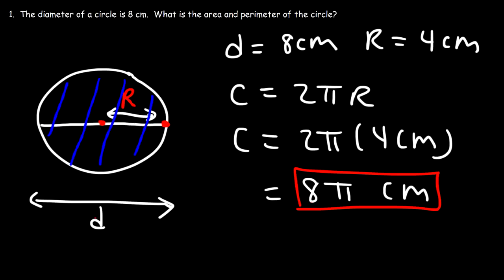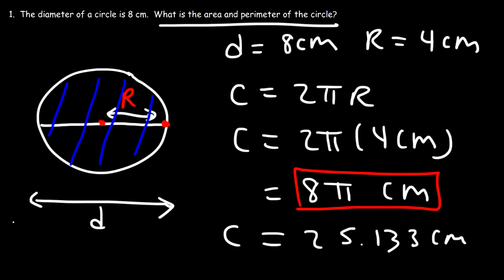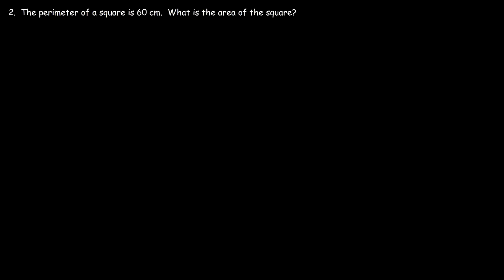Which, if we convert that to a decimal number, that's going to be 25.133 centimeters. And so that's how you could find the area and the perimeter of the circle. The perimeter of the circle is simply called the circumference of the circle. Now, here is another problem.